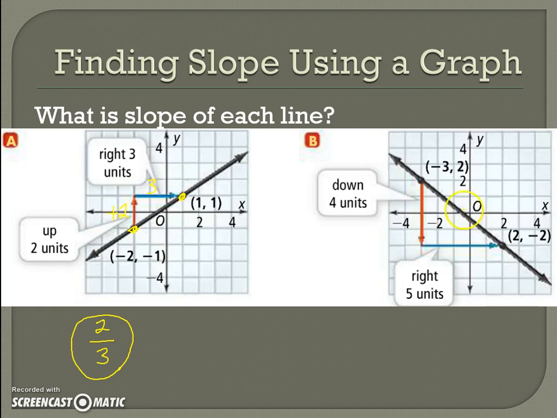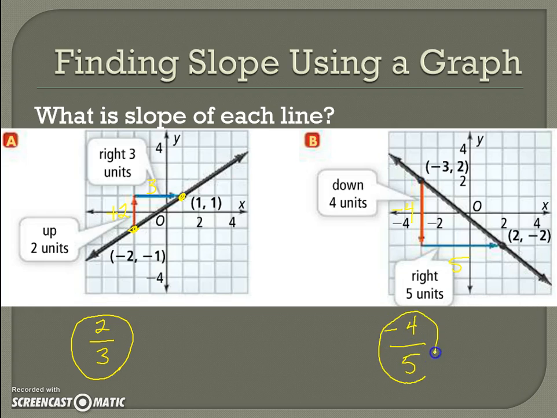Very, very simple. Here, if I do my rise first, it goes down, and anytime you're going down, you're going to say that that's a negative. So I have negative 4, and then it goes to the right 1, 2, 3, 4, 5 units. So I have negative 4 over 5.